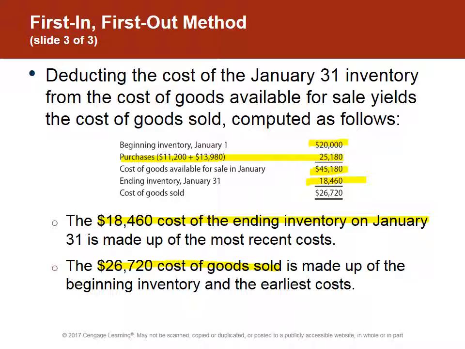And that is FIFO, the earliest cost, 1,000 from the first layer and 300 from the second layer. And you think of them as inventory layers because each layer has a different price.